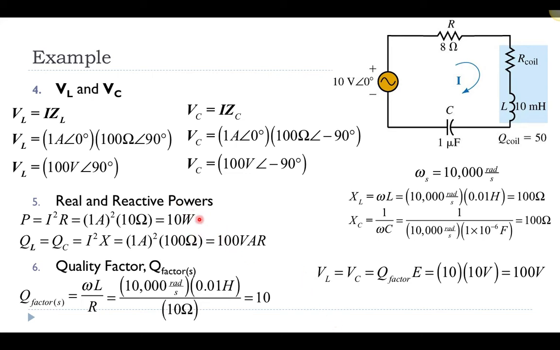It's also going to tell us how the powers compare with one another. The quality factor is also defined as the reactive power over the real power. So 100 VAR over 10 watts is also 10, right? So that also gives us the correct value here, and it's telling us that the reactive power is going to be 10 times larger than the real power.